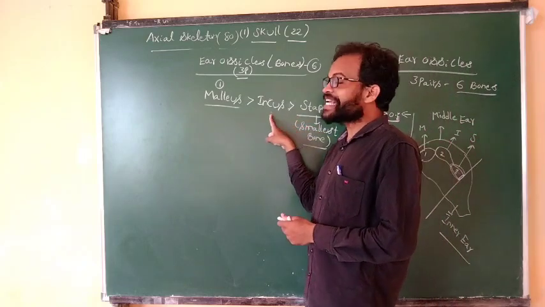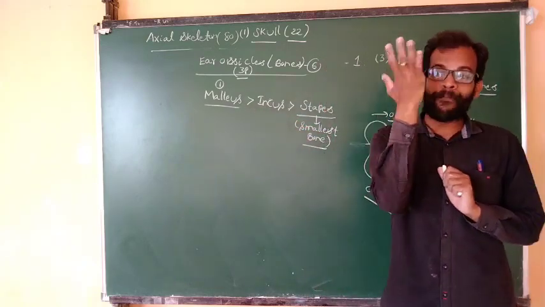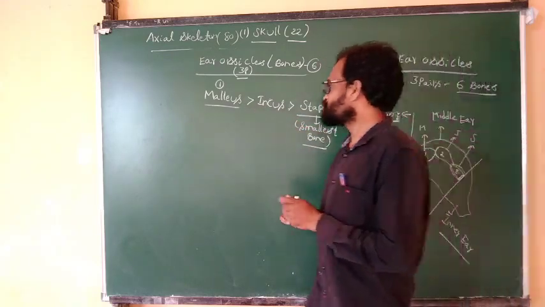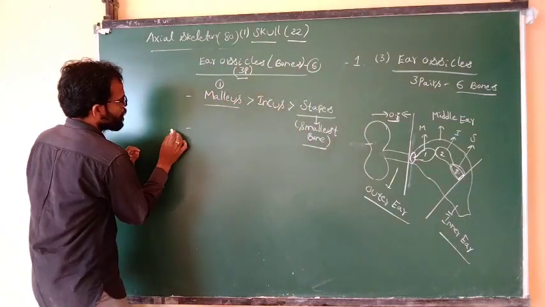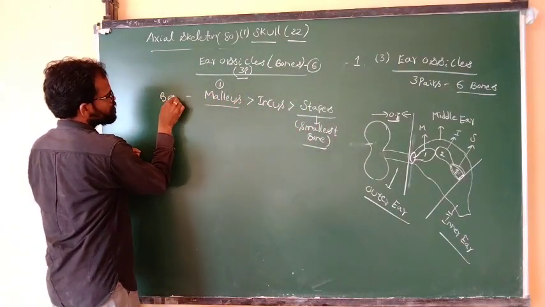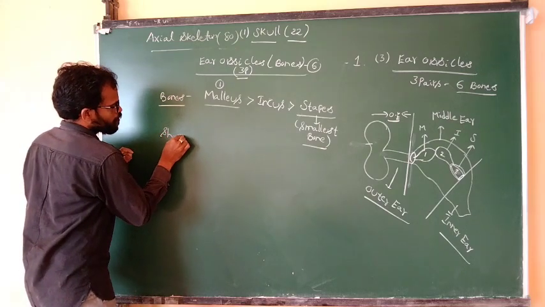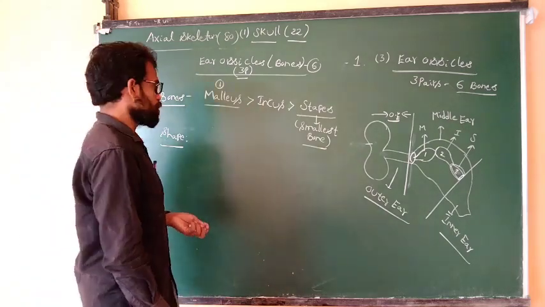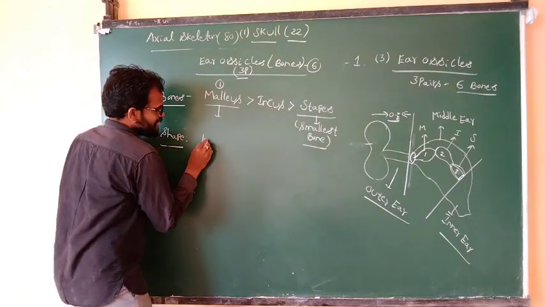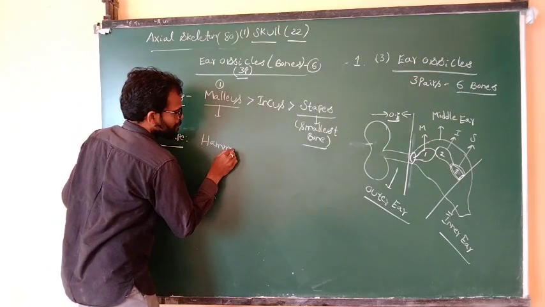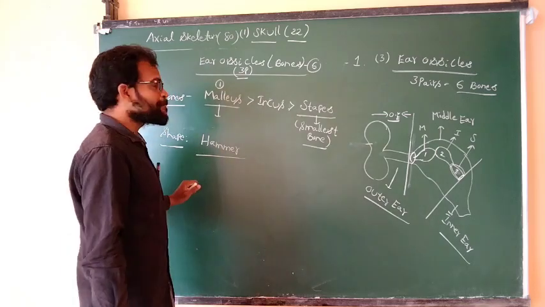Stapes is the smallest, the next smallest is the incus, then the malleus. After that, what is the shape of this bone? It is a hammer shape.